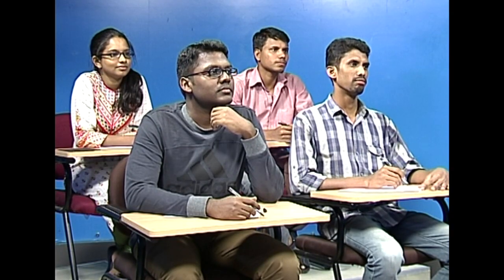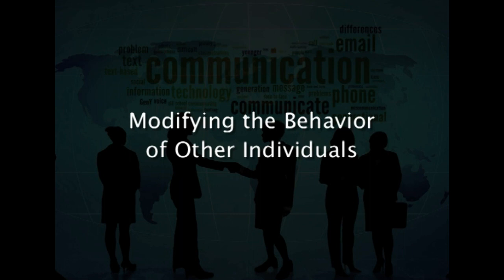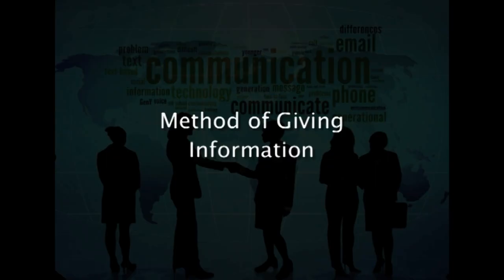Next characteristic is modifying the behavior of other individuals. This is the main purpose of communication, where the information transmitted to the receiver receives a response in the form of some change in the behavior of the individual. And next characteristic is method of giving information. The information can be given through words or through other means like signs, gestures and expressions, etc.